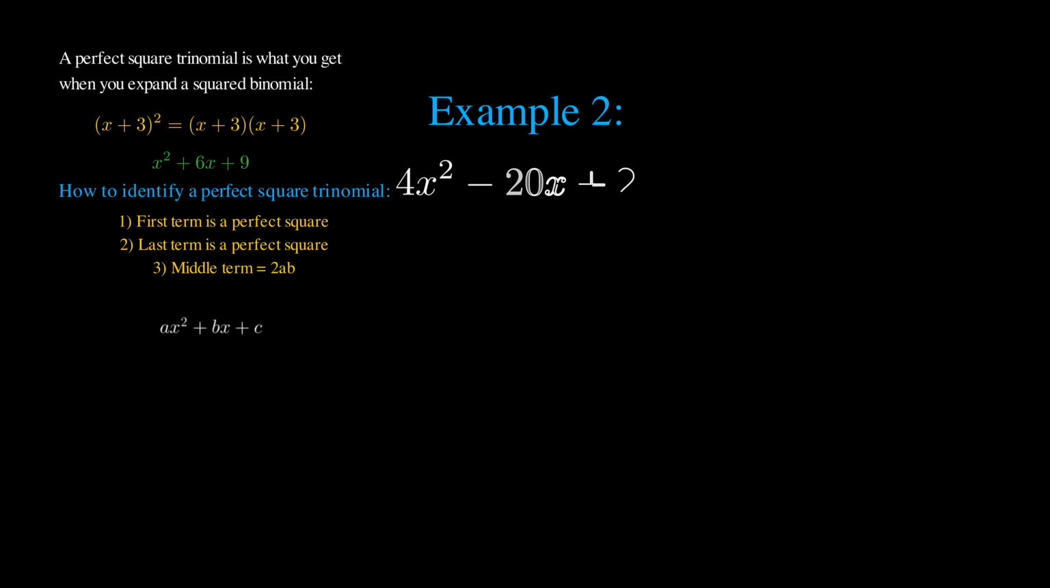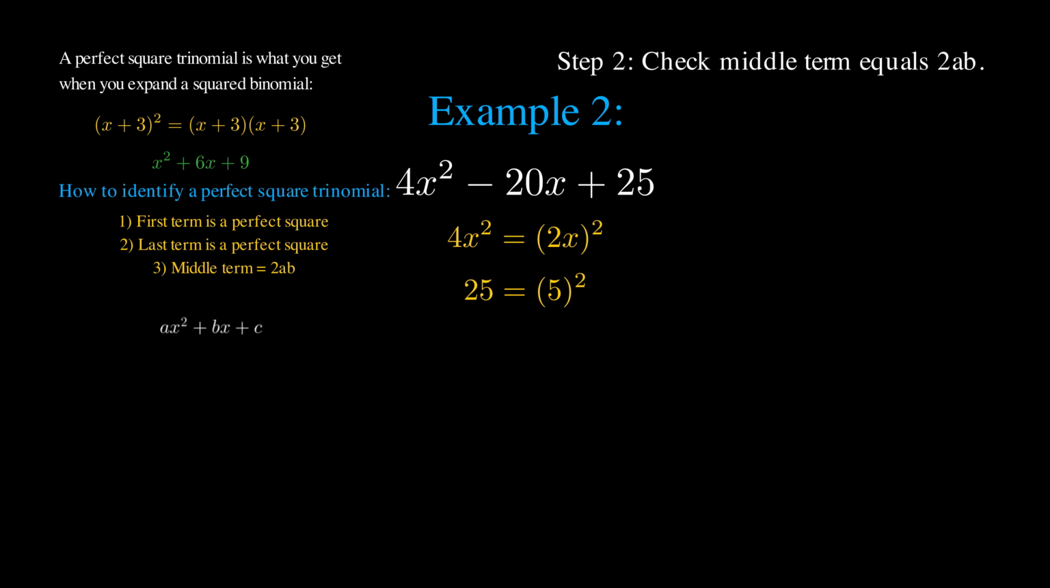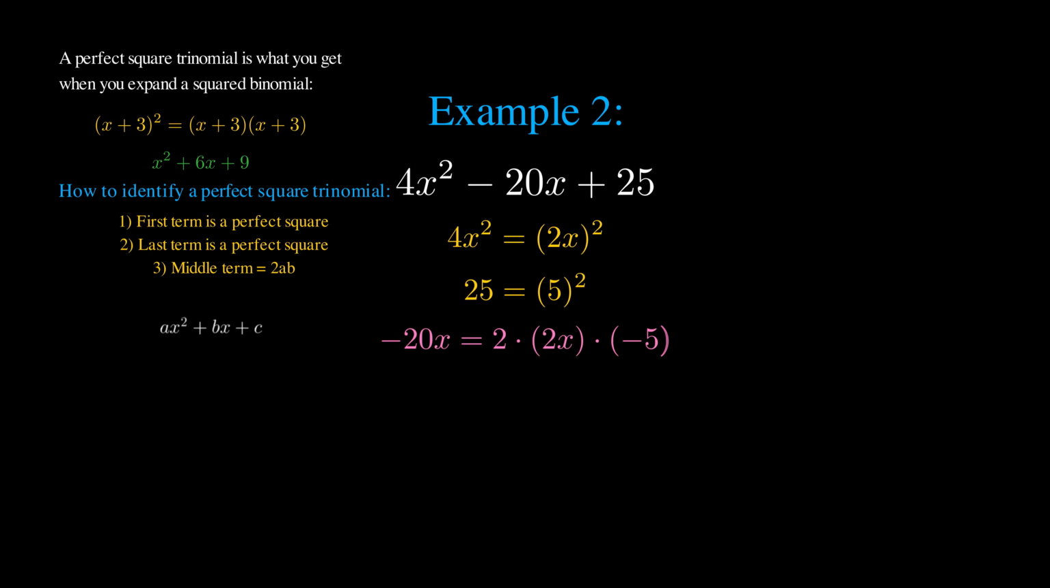Example 2. Now we have 4x squared minus 20x plus 25. 4x squared is a perfect square and 25 is a perfect square. Check the middle term. Negative 20x equals 2 times 2x times negative 5. So this trinomial factors as 2x minus 5 squared.